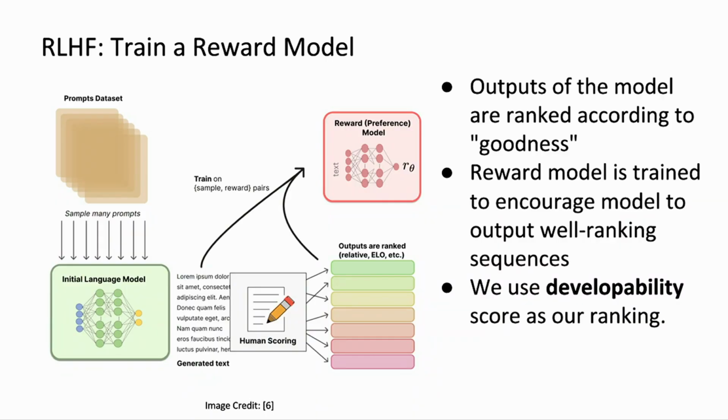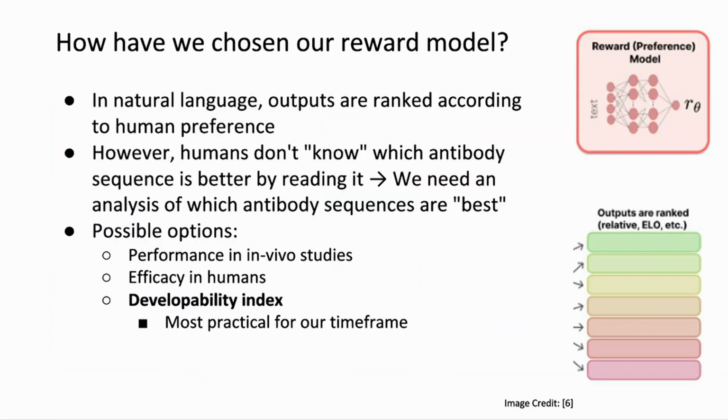So basically, in real-world standards, in our vision, we should have, for example, doctors or experimental settings where we can observe real features which can show whether an antibody sequence is good or not. So as Anna just said, currently in our experiments, we just use the developability score as our ranking, and we use a predefined model which can generate developability index for any antibody sequence as our reward model.